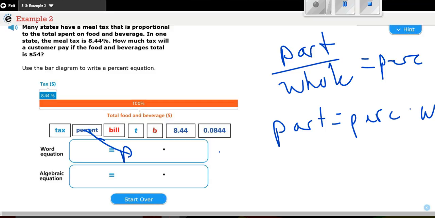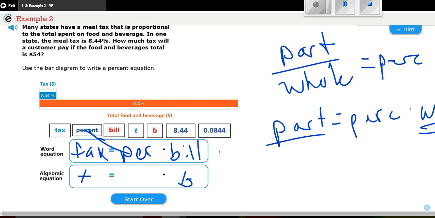So we're going to put percentage here. Right? And then percentage of what? The whole. What is the whole? So we're looking at the bill. And then what part we're trying to figure out? We want to tax. So what does that look like algebraically? And start plugging things in. We have T for tax there and B for bill.